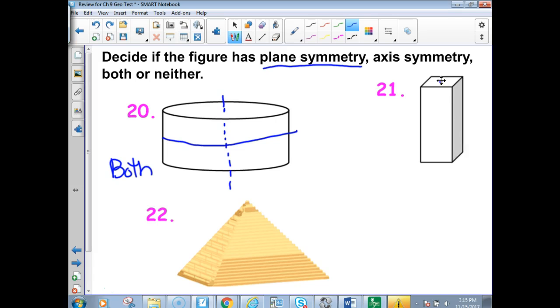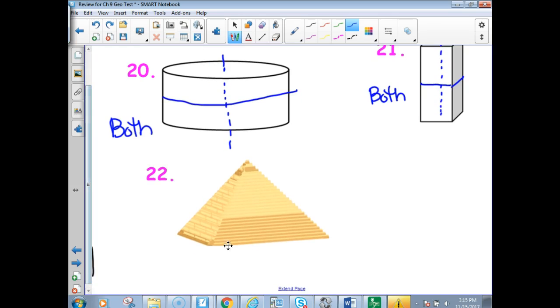This square we could spin around on an axis right through the center, and every 90 degrees it would land on top of itself. We could also cut it in half, so it does have both plane symmetry and axis symmetry as well. Now, what about this thing?